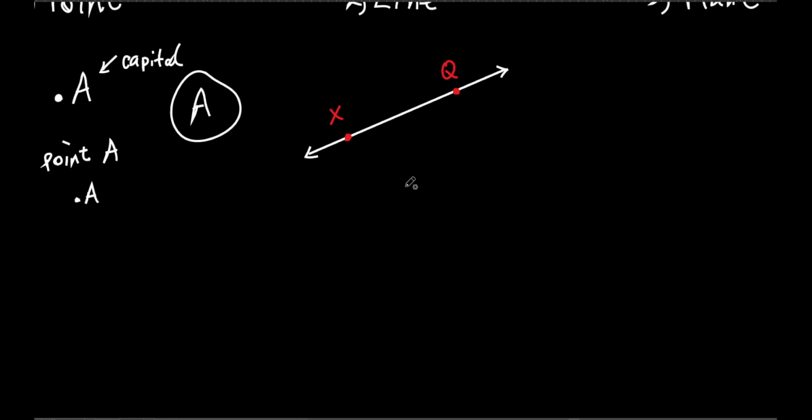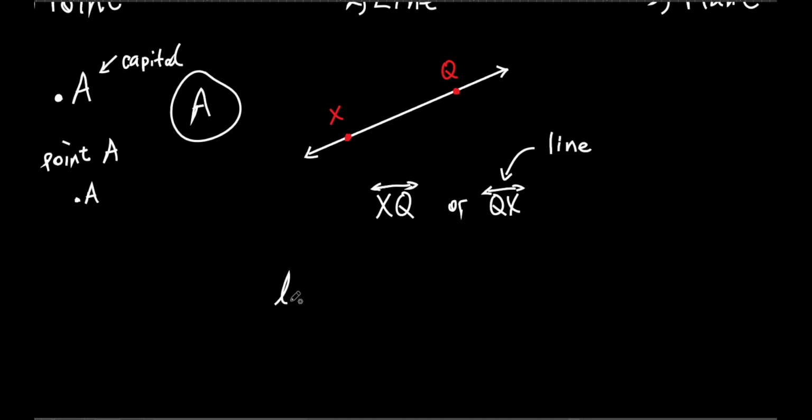You would pick the 2 points on the line, so X and Q, and it doesn't matter what order you put them in. I could go XQ, or I could go QX. But here's the symbol. It's very important that you see this. Everybody watching, paying attention, writing it down. You put a little line with 2 arrows on the ends. That tells you that it's a line. That's the symbol.